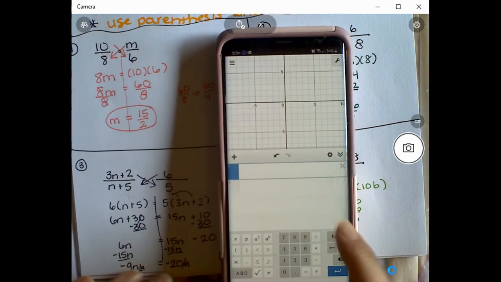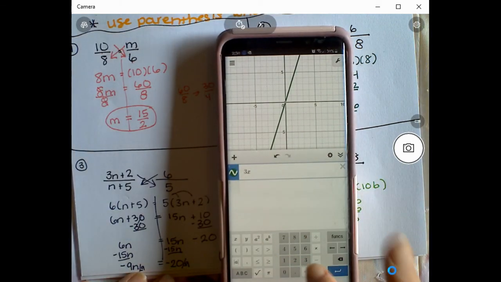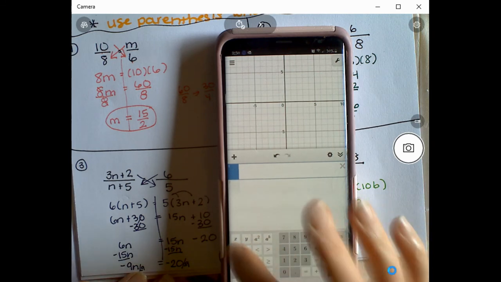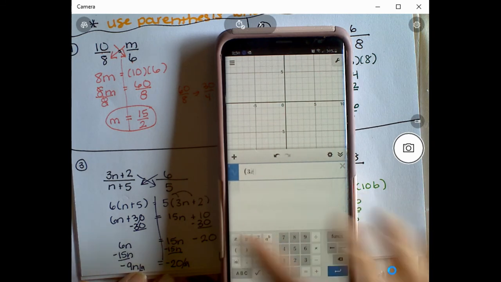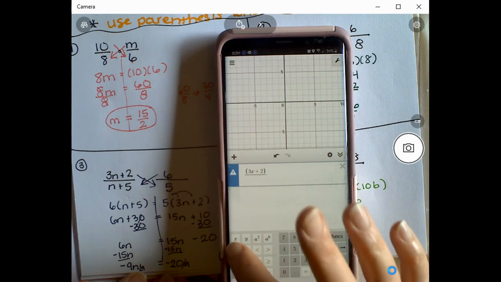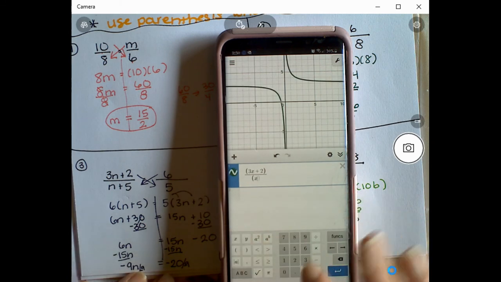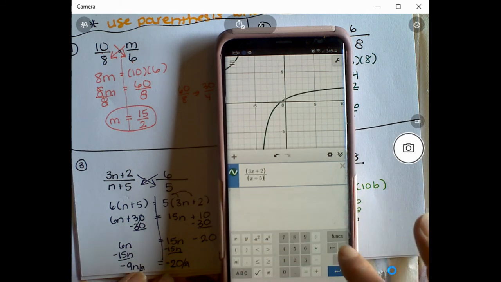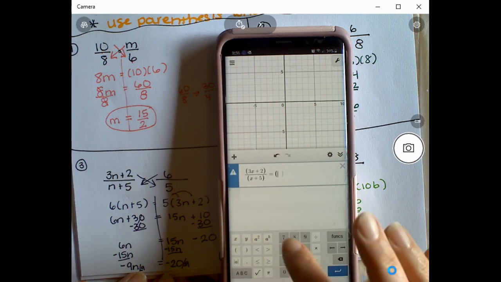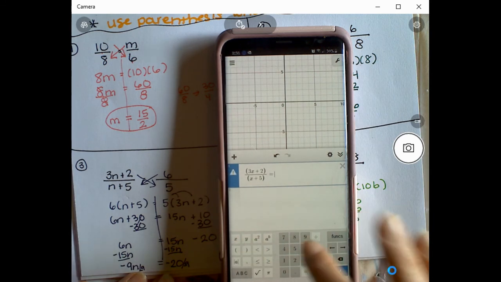All right, next one. 3x plus 2. Oops. Good thing we're doing this. We've got to put parentheses. 3x plus 2, parentheses, divided by, parentheses, x plus 5. Push the over arrow, equals, parentheses, well, we don't even need them on this side, 6 over 5.